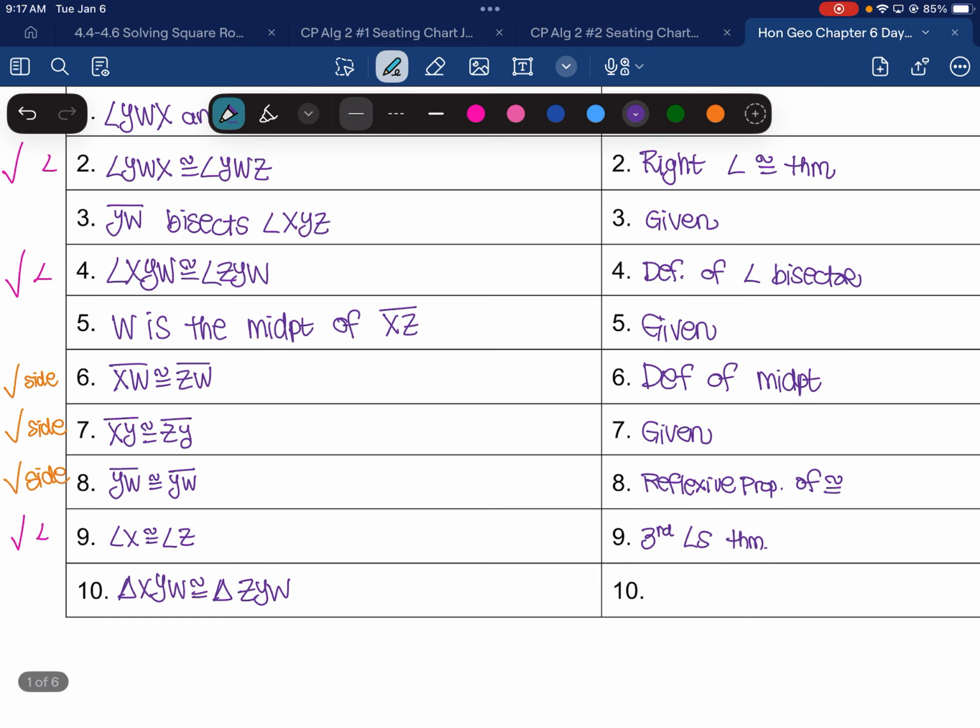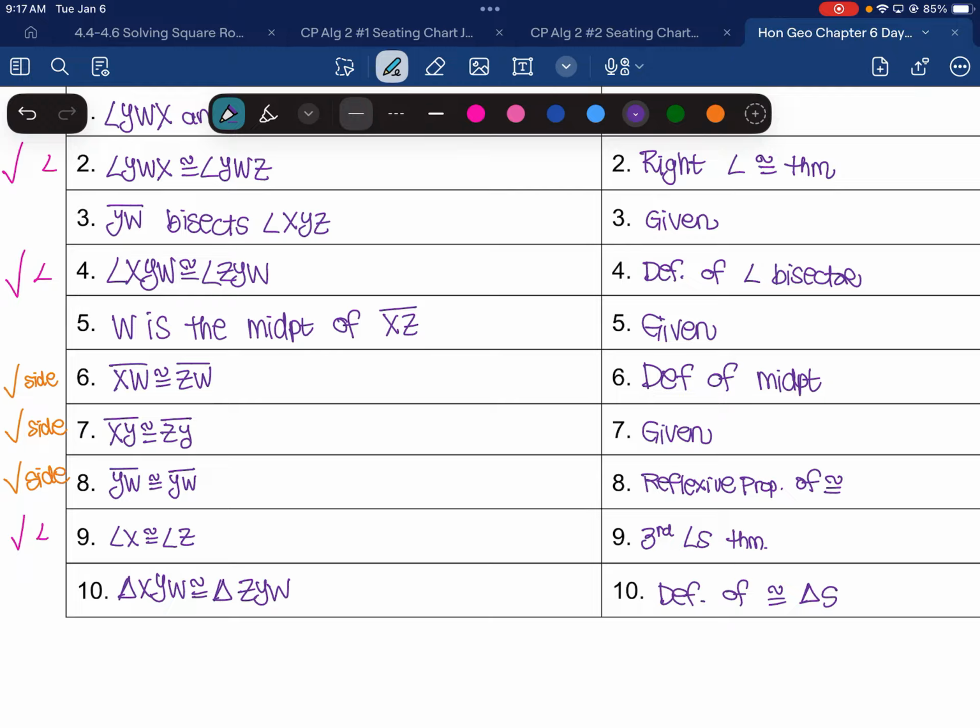Yeah, Gabby? There you go. What does it mean for triangles to be congruent? That they have 3 congruent pairs of angles and 3 congruent pairs of sides. That's what you wrote in your proof.